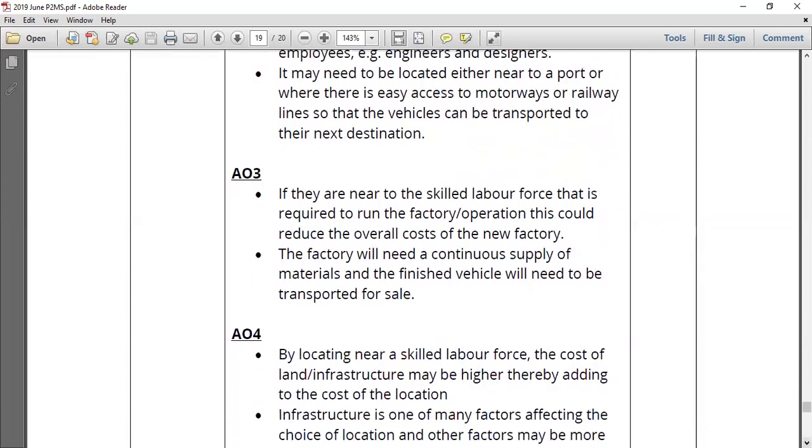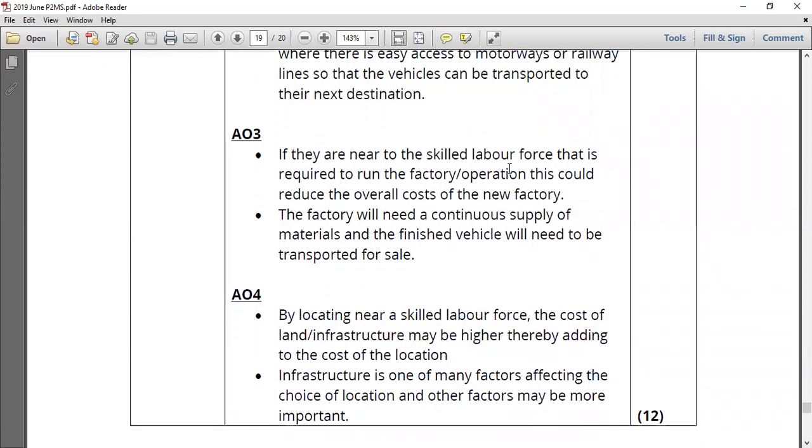Look at the analysis point. If they are near to the skilled labor force, that is proximity to labor, so it will be helpful. It will be required to run the factory operation, and this could reduce the overall cost of the new factory. What kind of impact is there for the business organization? Another point: the factory will need a continuous supply of material and the finished vehicles will need to be transferred for sale. As a result, if you have access to the ports and the railway lines, you can continuously supply the materials and finished vehicles to the market for sales.